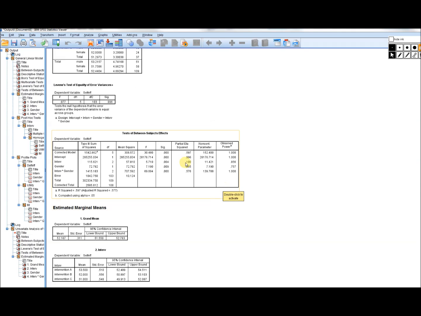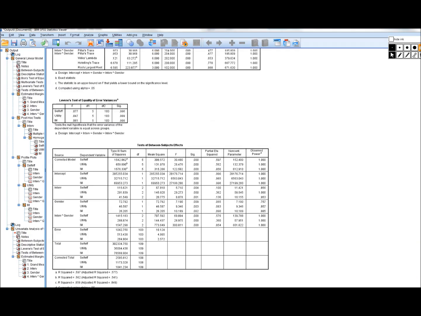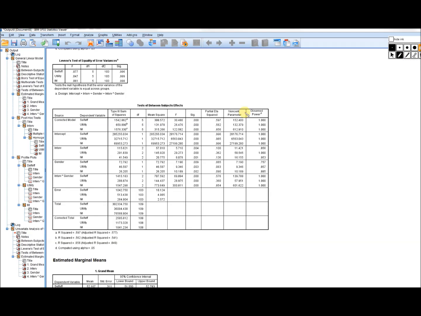So you can see this is just a standard factorial ANOVA comparing the groups, the main effect of intervention, gender, and the interaction between the two on self-efficacy. So you can see you've got an effect of intervention, gender, and interaction between the two on self-efficacy. These results right here are the same ones that are presented in the univariate follow-up tests that you see right here.